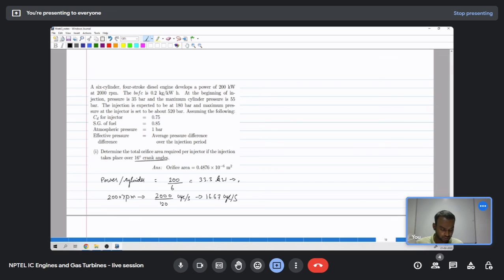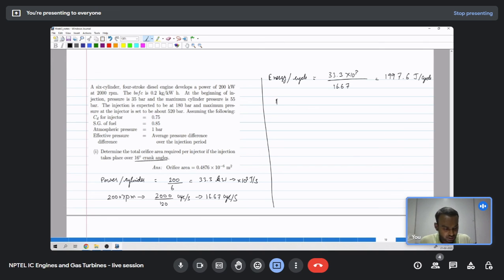This is 33.3 into 10 power 3 joules per second. So we can calculate energy per cycle: 33.3 into 10 power 3 divided by 16.67. This is 1997.6 joules per cycle.